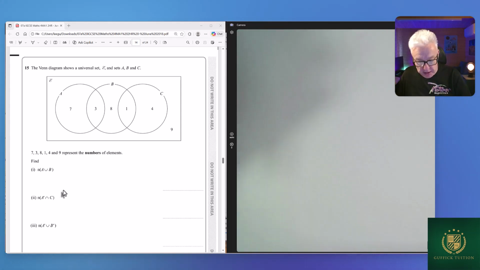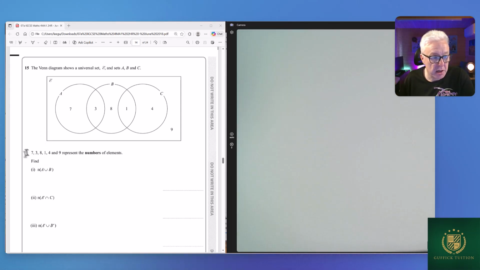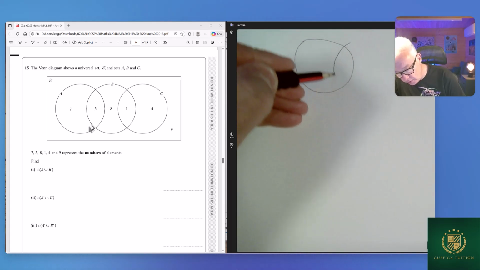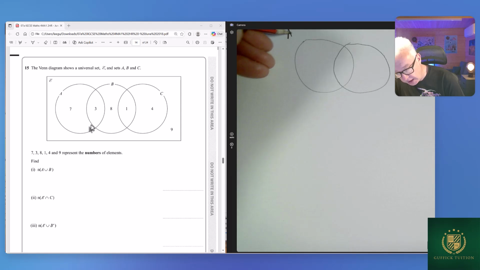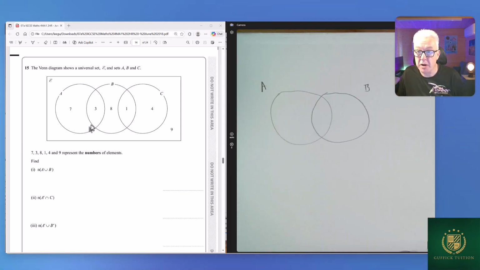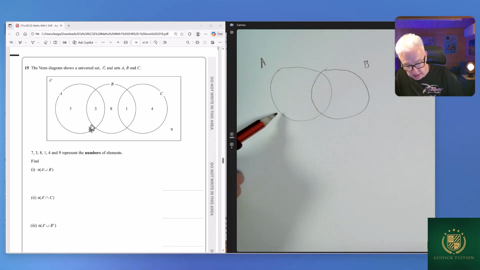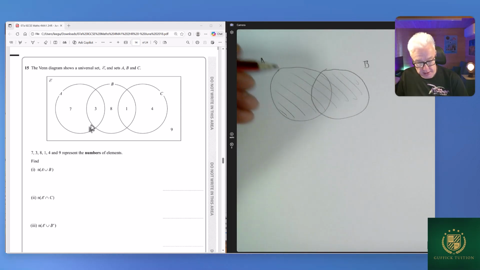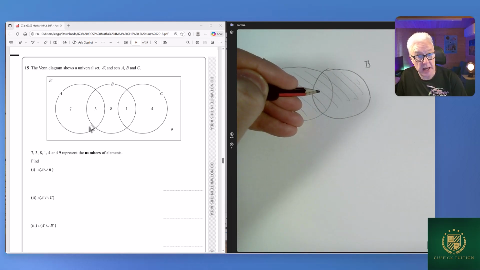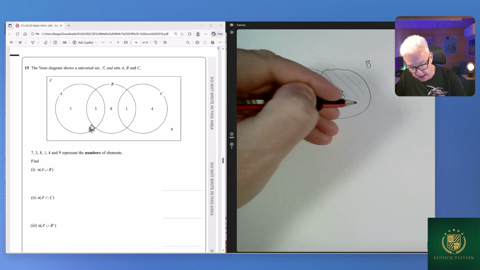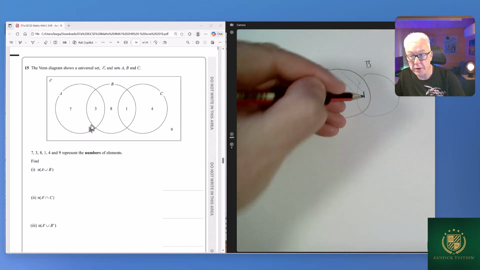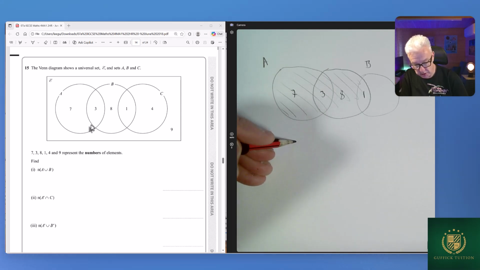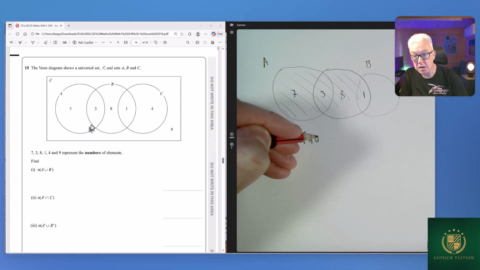So let's have a think about that then. So what have we got? A union B, now let's think about what that region looks like. When we have the union symbol, it means that we add the bits that are in both A and B together, okay? So A union B would be this region that I'm shading here. So that's going to be the 7 elements there, the 3 elements there, the 8 elements there, and the 1 element there, okay? So that's going to be the region for n(A union B).